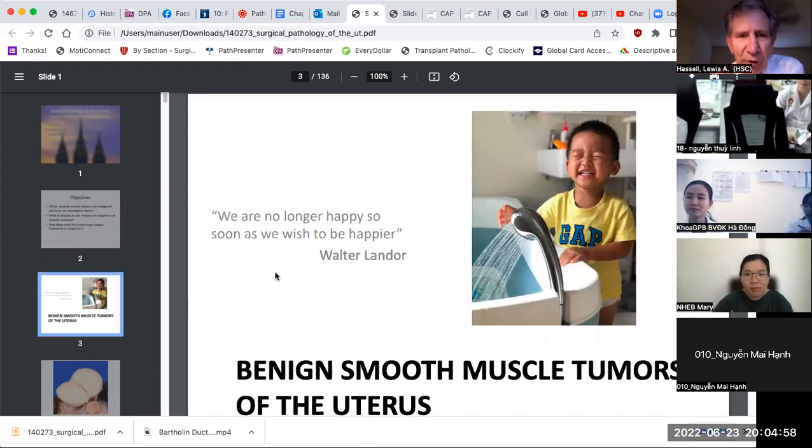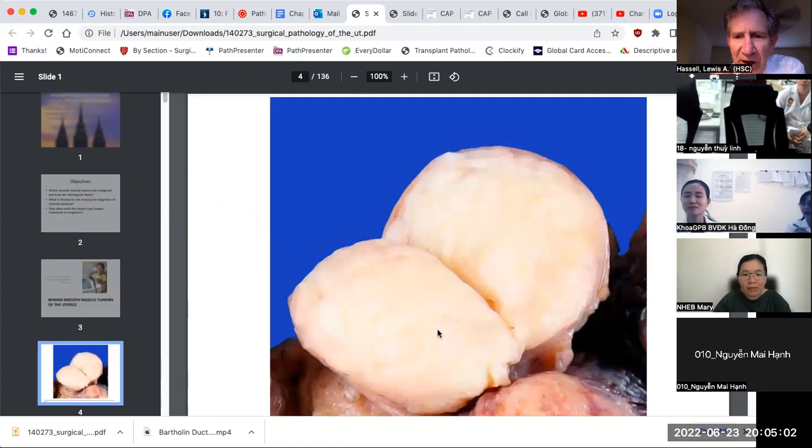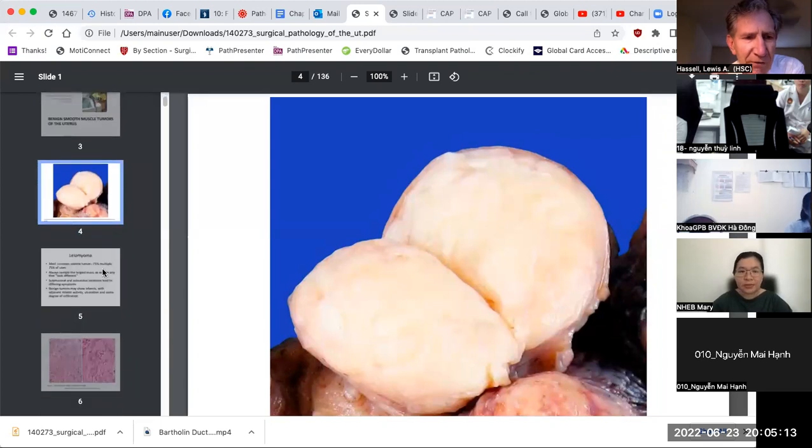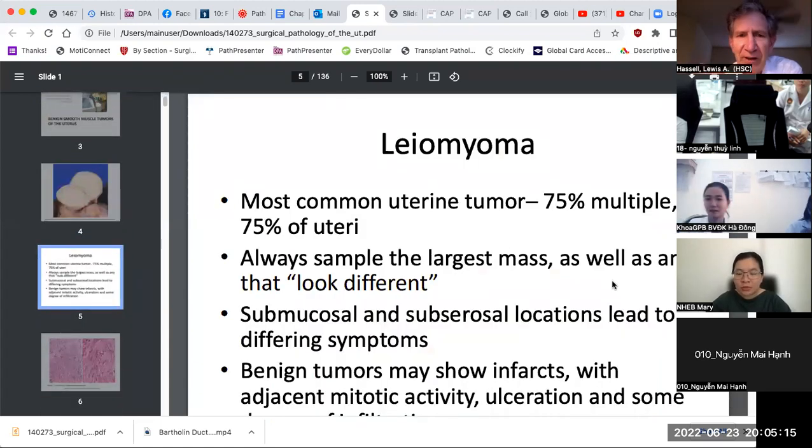Benign smooth muscle tumors in the uterus. These are the most common things. You all see these whenever you get a hysterectomy from an adult woman. These are very frequent, not usually a diagnostic problem. So the features of leiomyoma is that these are very common.